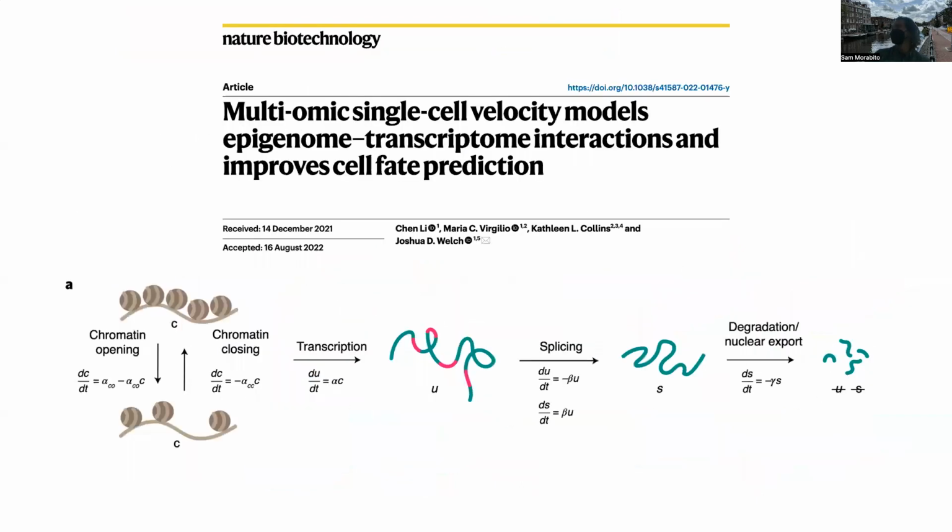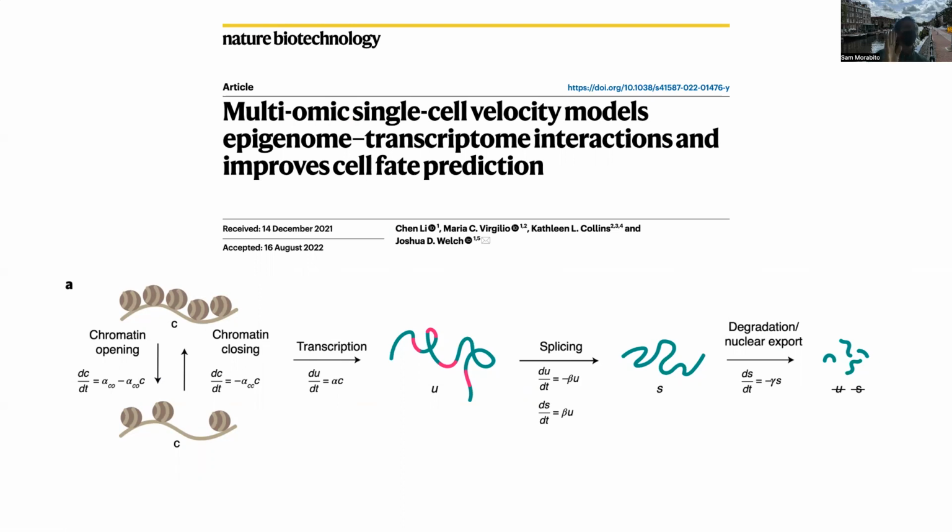Yeah, and people are still working on new RNA velocity methods. This is one that came out last year, and for single cell multi-ome data, they're trying to use chromatin accessibility information as a new parameter in their model. Before, it was just trying to model transcription, splicing, and degradation. So this actually has two new equations for chromatin opening and chromatin closing.